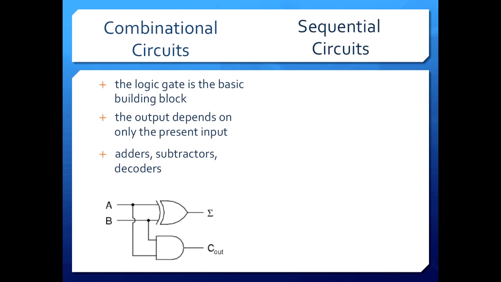Some examples of the ones we've made: in grade 10 we made some adders, subtractors we made in grade 11, and decoders is another example of a combinational circuit. In addition to all of the other circuits that we simplified during the Boolean simplification of those SOPs, which are the sum of products equations.